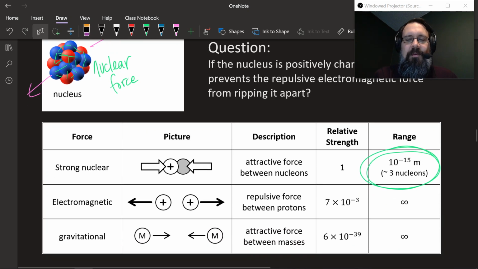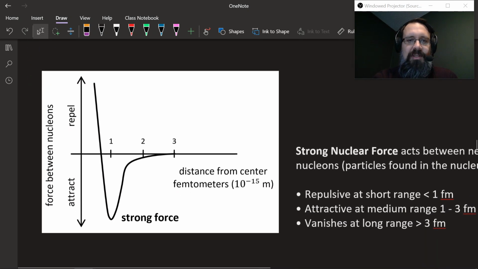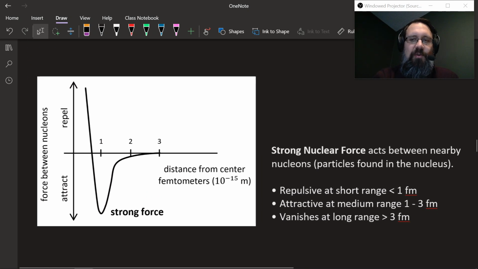Whereas the electromagnetic force and gravity don't have a range. They go out to an infinite distance. So the strong nuclear force is the strongest force, but it has a weakness: a very short range. Check out this graph. The strong force is actually super complicated. It's not as simple as an inverse square law, like Mm over r squared or Qq over r squared. I can't even show you the equation. It's too complicated.